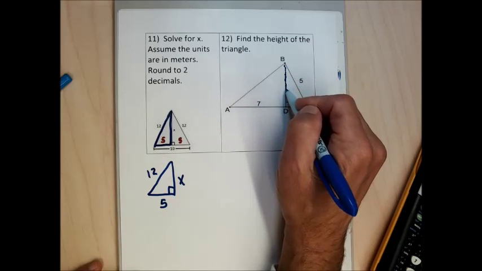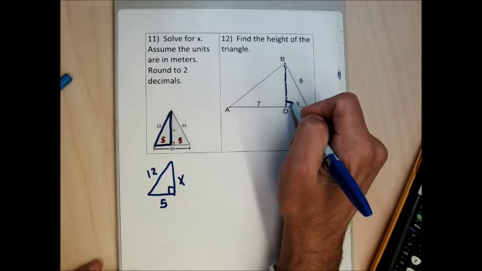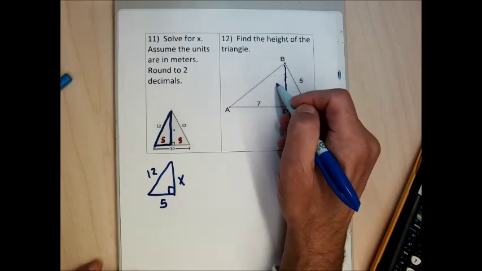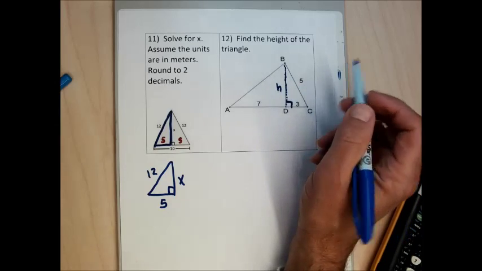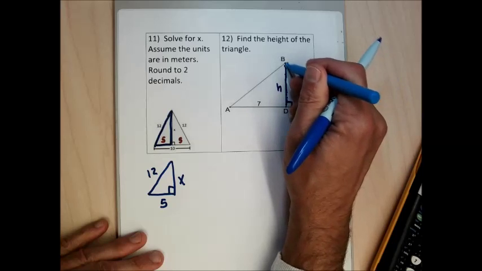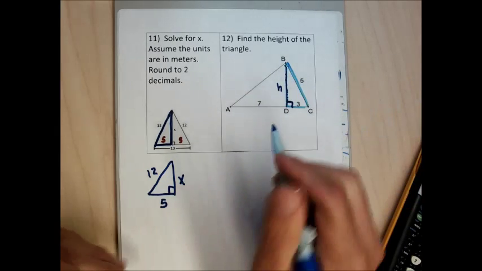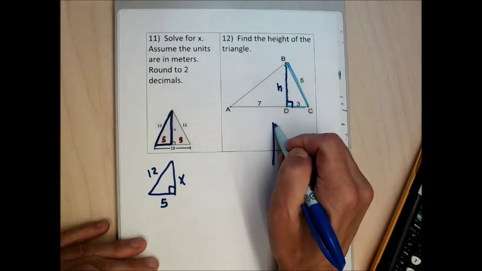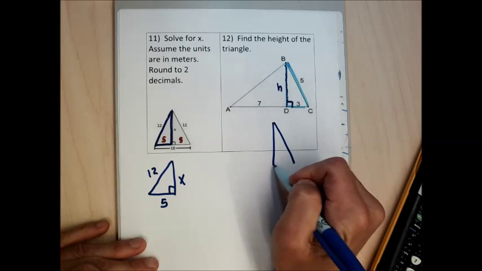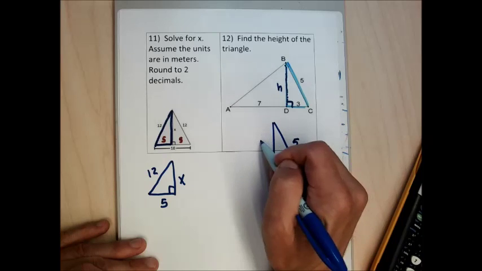The height of a triangle is the length of a side that goes from one of the corners to the opposite side that makes a right angle. So I'm going to need to find a height. The triangle that I'm going to need to focus on to find the height is that one, the triangle that has lengths of 3, 5, and h.